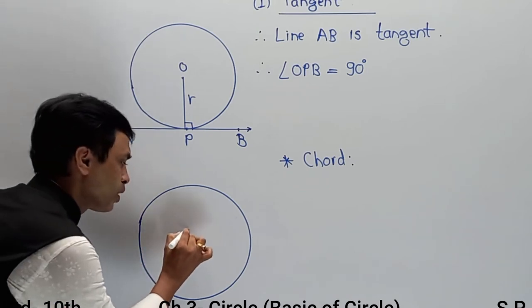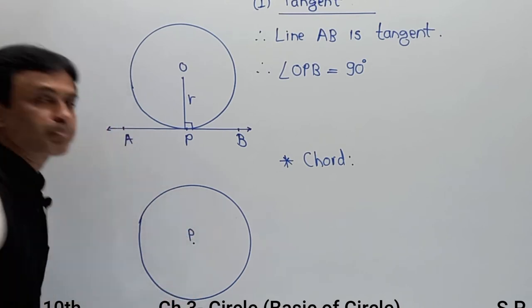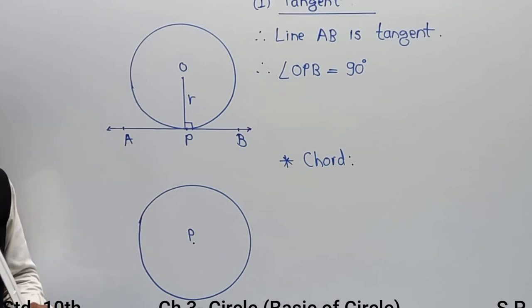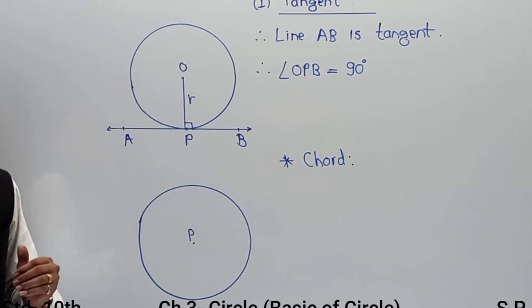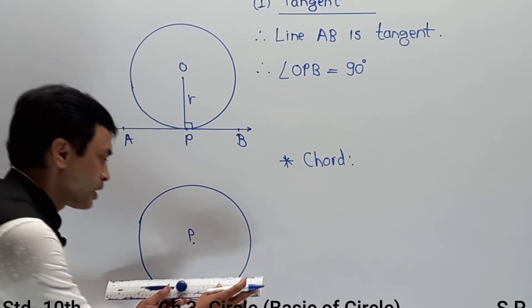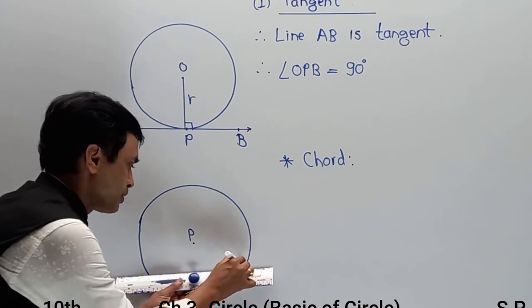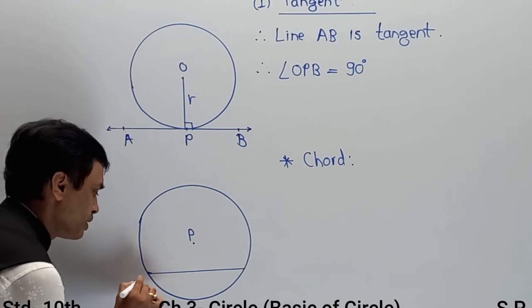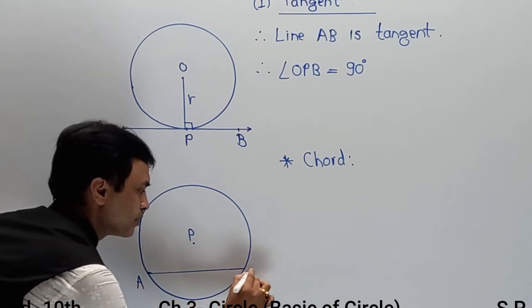Let us say now I will call the center over here P. Remember, every time I am not always going to give O. Every time the center may be A, B, P, Q, depending upon the part. We are not giving the names X and Y because we are giving those names to axes. Let us say I have drawn one chord over here, and the name of this chord, here I am indicating it as AB.